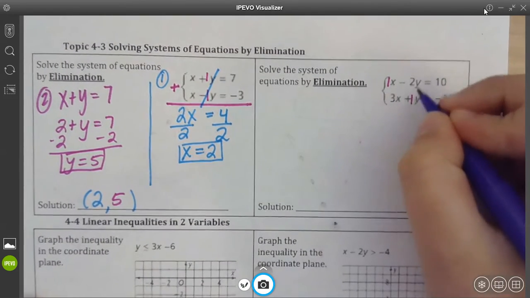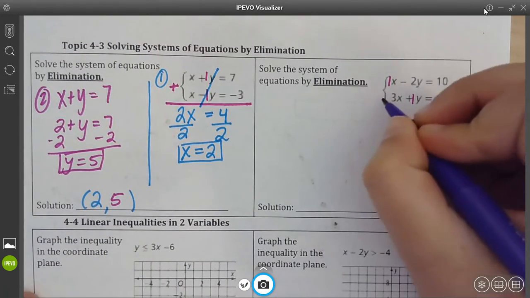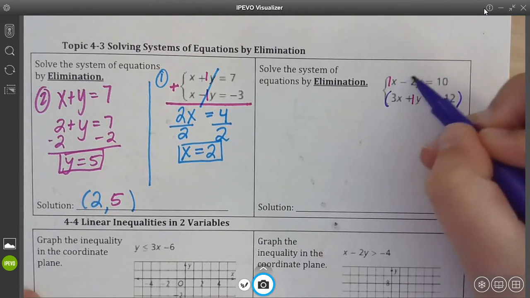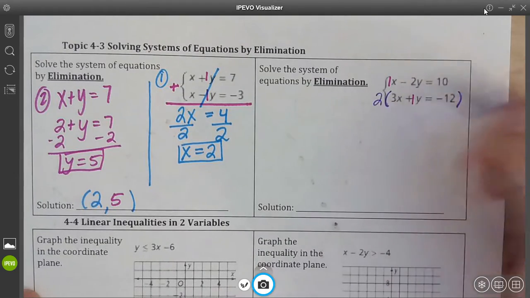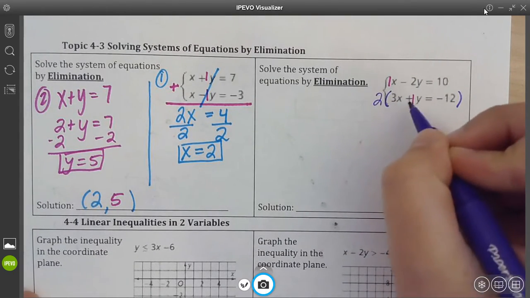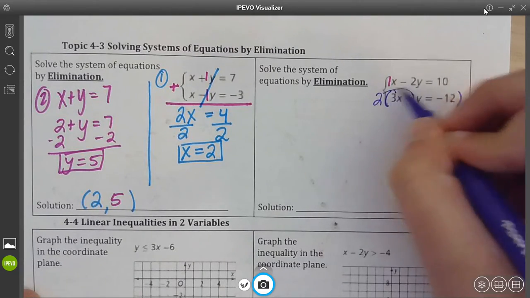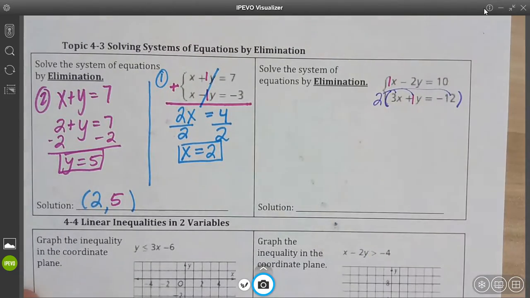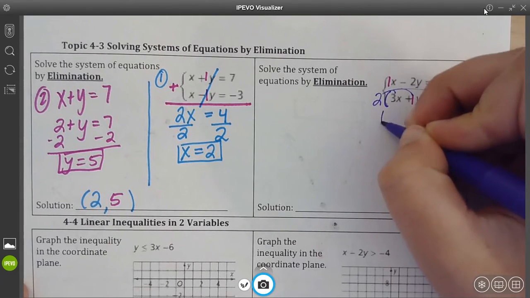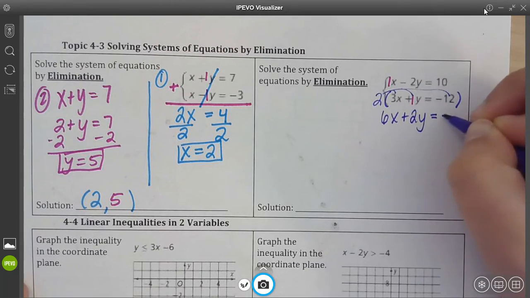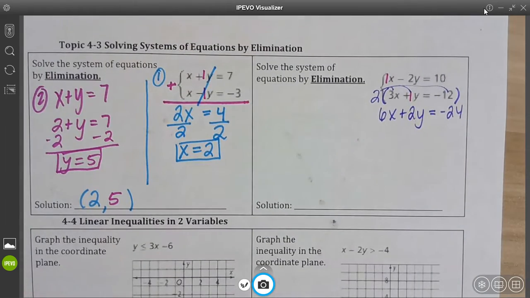I want these two y's to have the same coefficient. So I'm going to take this whole second equation and I'm going to multiply it by 2, so I can get this y to be a plus 2y. And when I multiply this by 2, I'm really distributing, or I'm multiplying every single term by 2. So this is going to turn into a 6x plus 2y equals negative 24. So I just took everything and I multiplied it by 2. That's a legal thing to do in math.